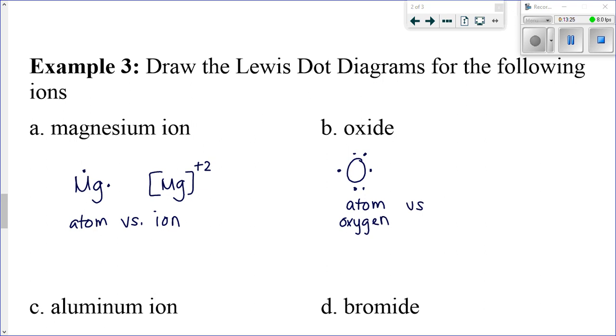Now let's take a look at the ion version. So oxygen is going to gain 2 electrons. We're going to give it the square brackets, and it's going to have a negative 2 charge. So this is the ion, and we will call it oxide.